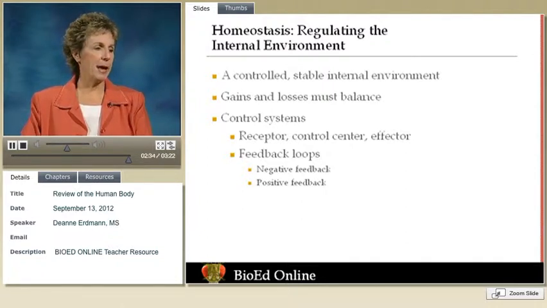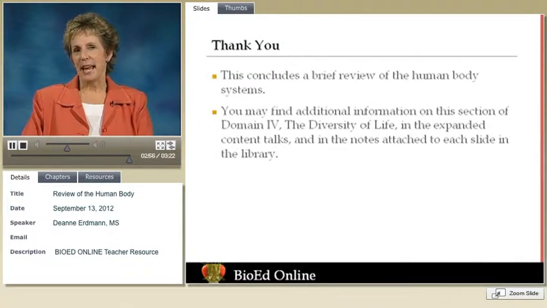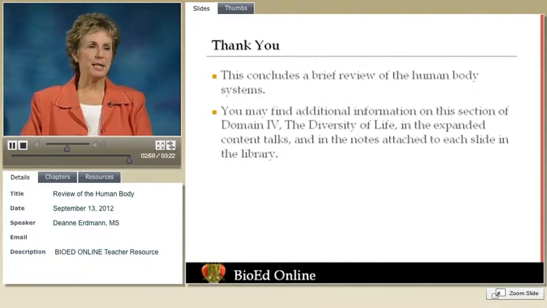A positive feedback loop might be, say, during childbirth. The hormones that are involved in the contraction of the uterus intensify, and as one contraction gets stronger, they continue to get stronger and stronger until ultimately you achieve your goal, which is the birth of the baby. And that pretty much brings us to the end of our talk, or in the case of a newborn, the beginning.